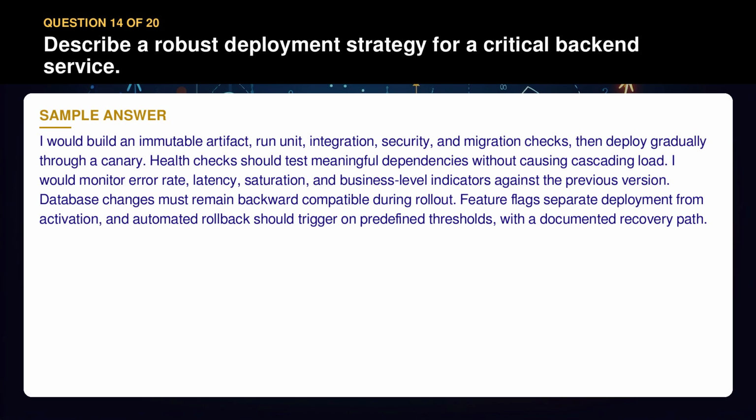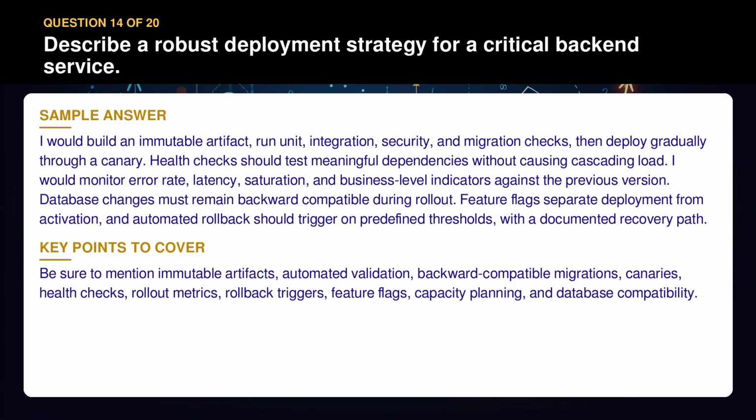Feature flags separate deployment from activation, and automated rollback should trigger on predefined thresholds with a documented recovery path. Be sure to mention immutable artifacts, automated validation, backward compatible migrations, canaries, health checks, rollout metrics, rollback triggers, feature flags, capacity planning, and database compatibility.